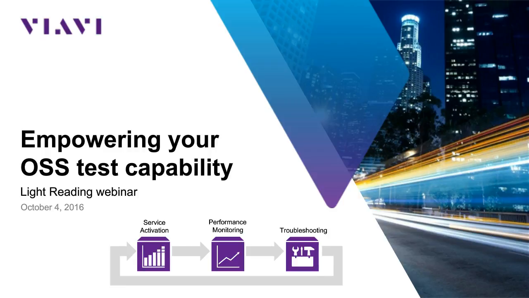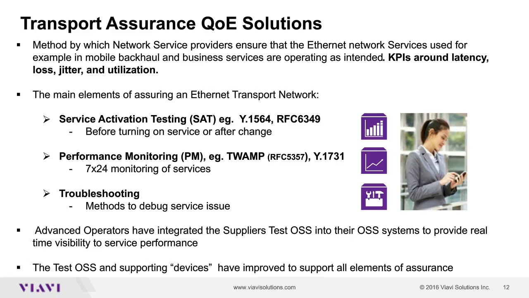So just the baseline quickly on the term, assurance in the transport area and QoE, that Mike referred to already. Key KPIs are latency, loss, and also utilization is becoming more important. I'll talk more about that later. But the main elements in an assurance solution are activation testing. So this is testing the service before you turn it over to the customer. I sometimes refer to this as pipe cleaning in the context of ensuring that all the configuration through that network for that service, whether that's voice, video, data for that customer, ensuring that everything's been configured correctly.